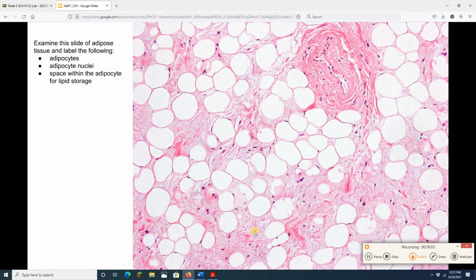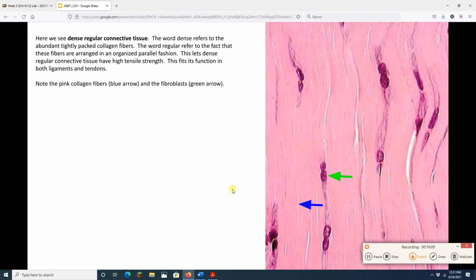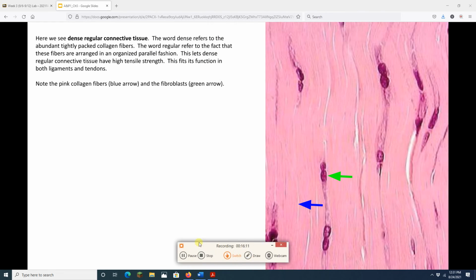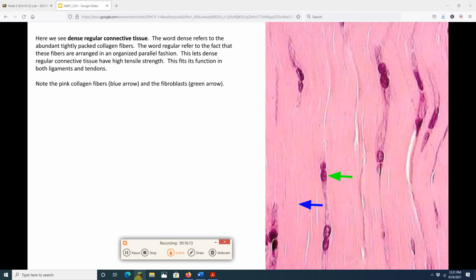So, folks, we have done 2 of the 4 connective tissues in today's lab. We've got 2 more to do. The next one we got here is this one called dense regular connective tissue. Now, first off, I want you to notice the purple ovally things. Those are nuclei, those are cells, and those are fibroblasts. So again, we have fibroblasts.